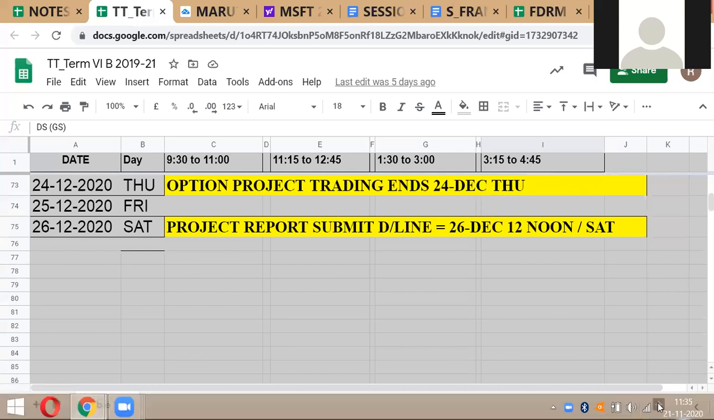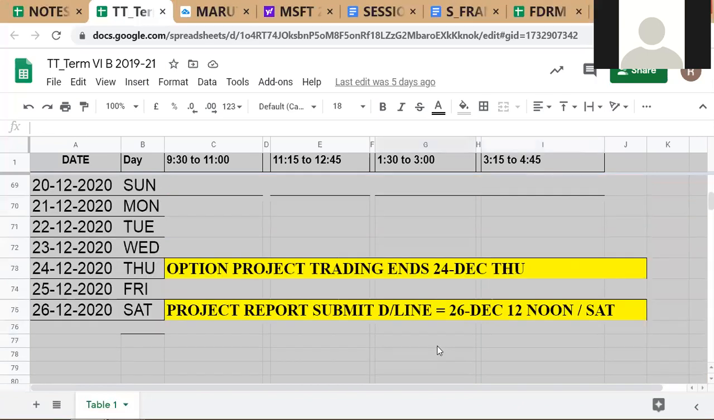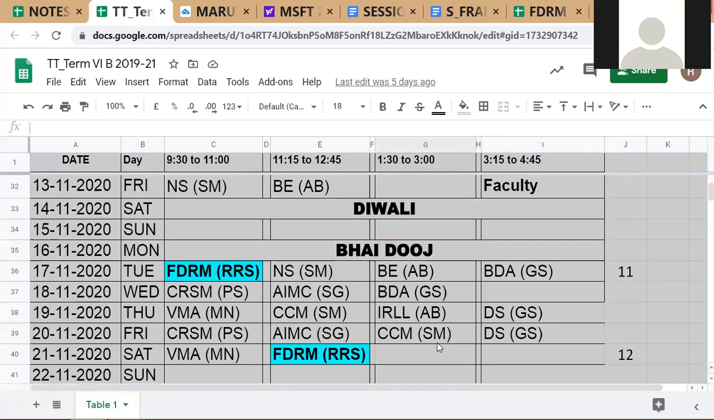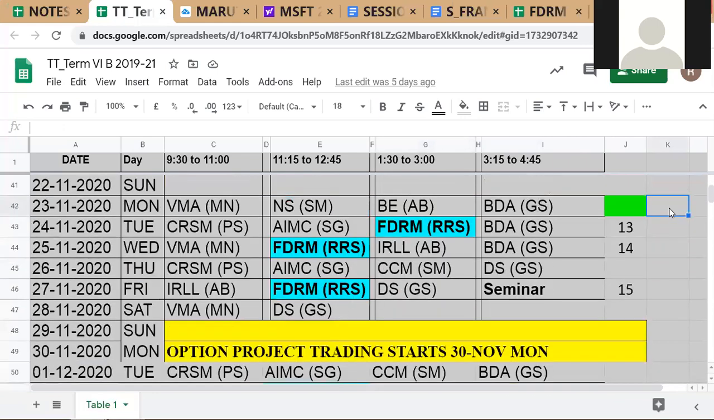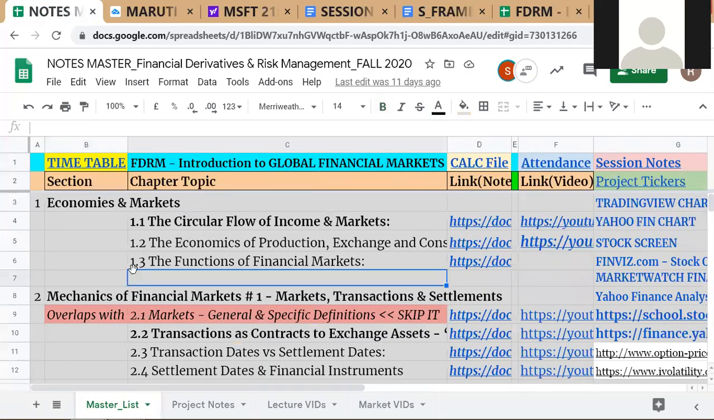So that gives us from 30th November about 1 week, 2 weeks, 3 weeks, 4 weeks. Not even 4 weeks actually, less than 4 weeks, because this time we are very tight, for various reasons. We are not even able to cover the material on time. So we have 4 weeks. Please make a note of that and make sure you start the project trading on time. That's when you do all your live trades, which count towards your project grade.